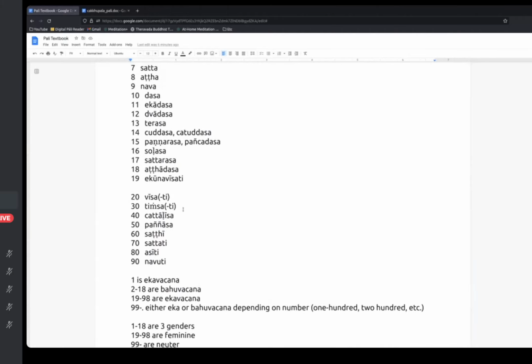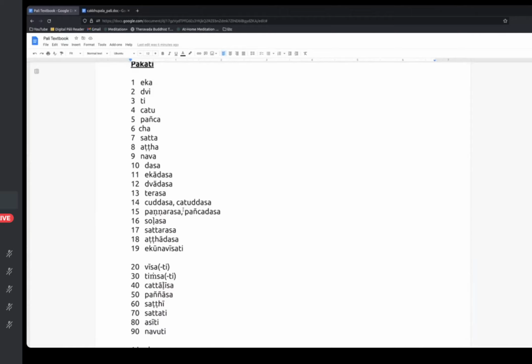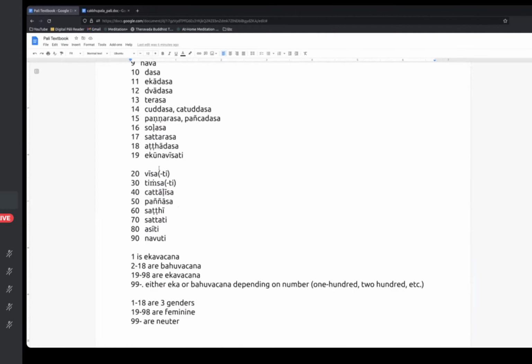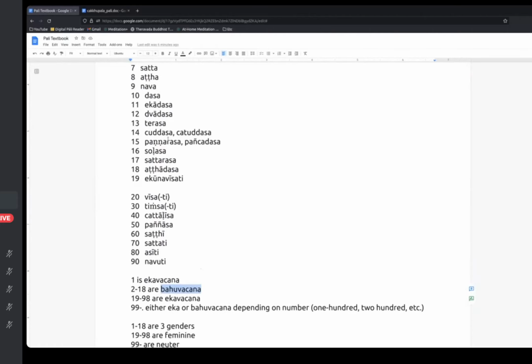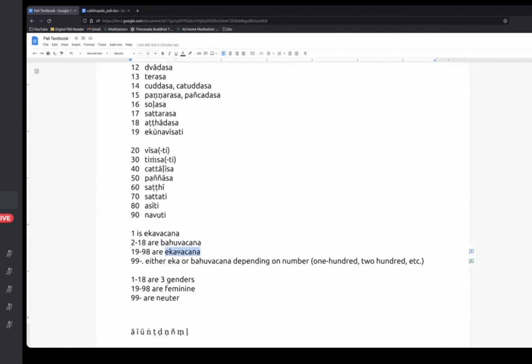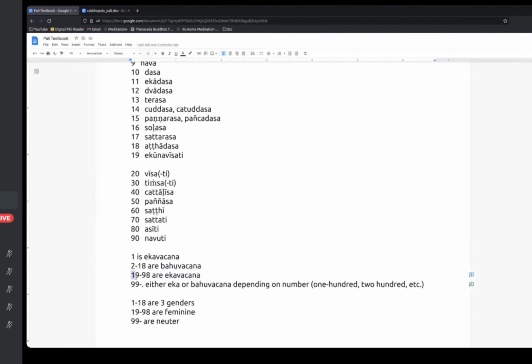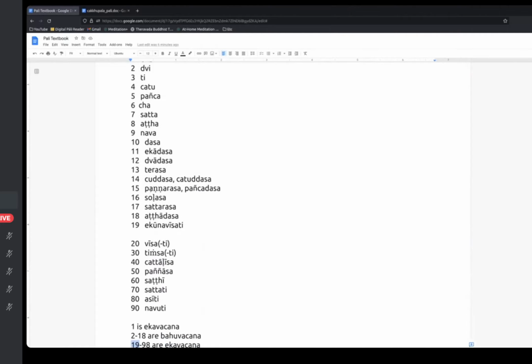So there's 2 things you have to know about these. What is their gender and what is their number? Because obviously you can't have both singular and plural for these ones. They actually have ingrained in them either singular or plural. 1 is ekavachana, well, that makes sense. 2 to 18 are bahuvachana, well, that also makes sense, right? Always bahuvachana. Always plural, 2 to 18. But 19 to 98 are ekavachana again. And 19 is, of course, included in there because it's just another form of 20. It's not 19, it's 20 minus 1.